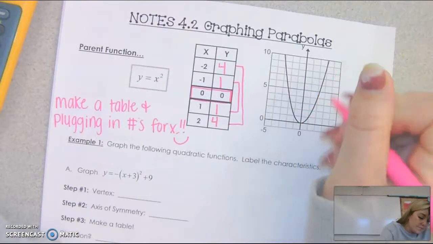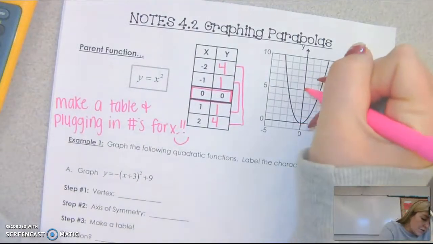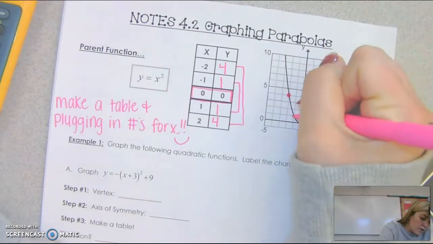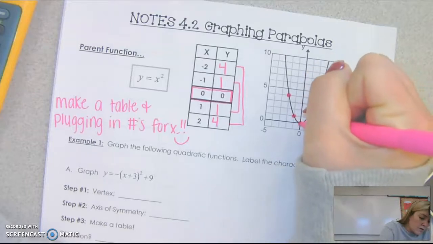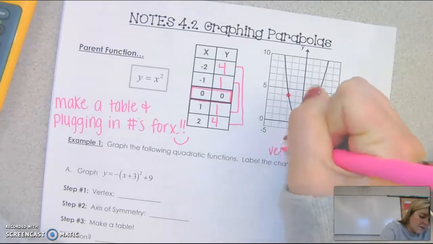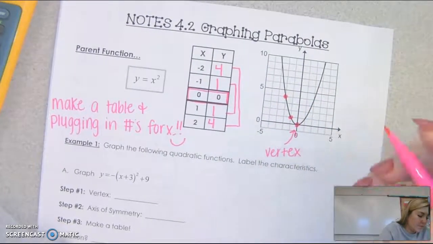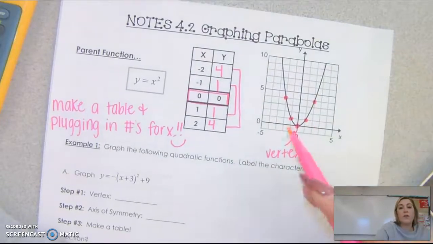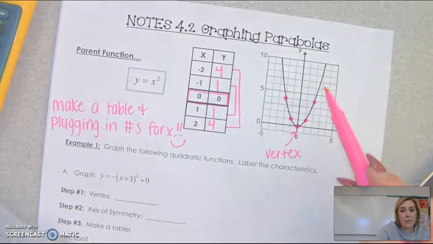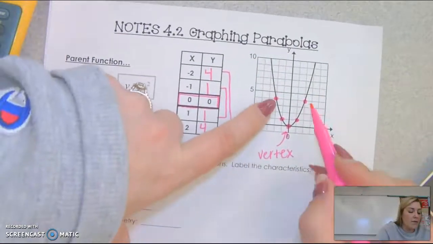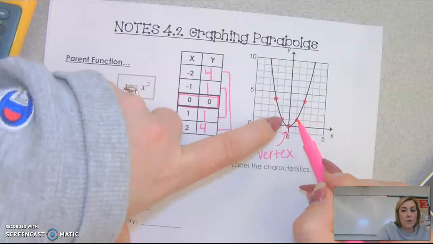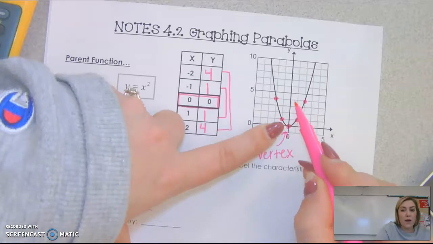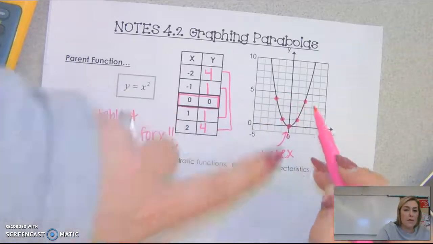So if you go and graph this, I have -2, 4, which is right here, -1, 1, 0, 0, which is my vertex, 1, 1, and 2, 4. So that's going to make my U shape. I think we've talked about how parabolas make a U shape. And if you notice, these terms line up to make that U. See how this one's 1 away from the middle line, that one's 2 away from the middle line, they line up.